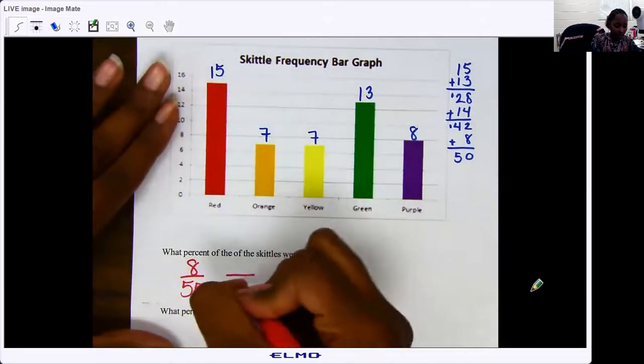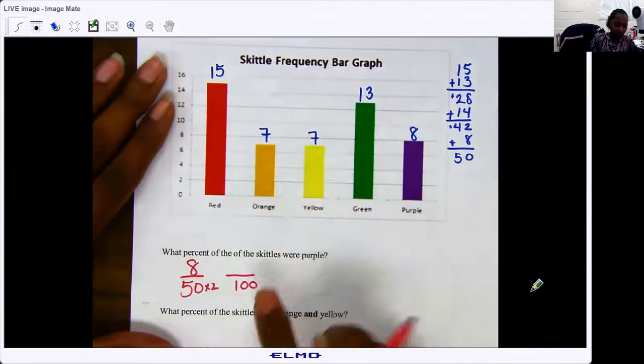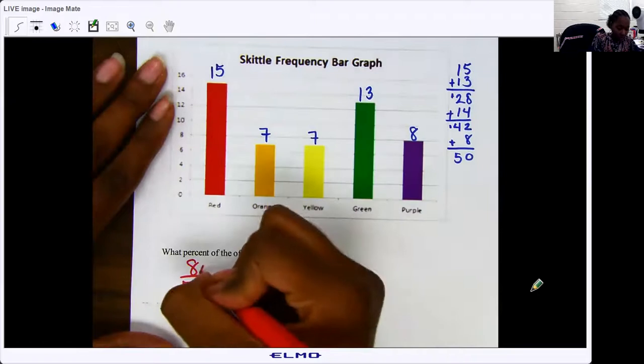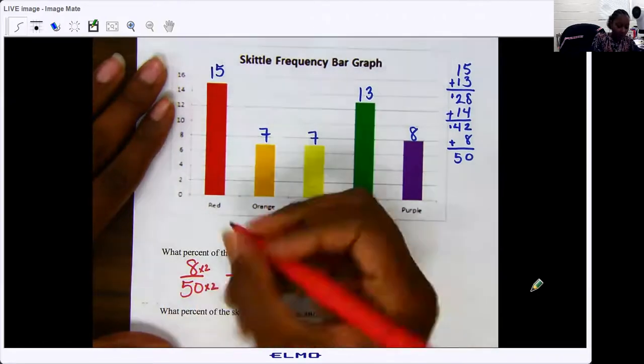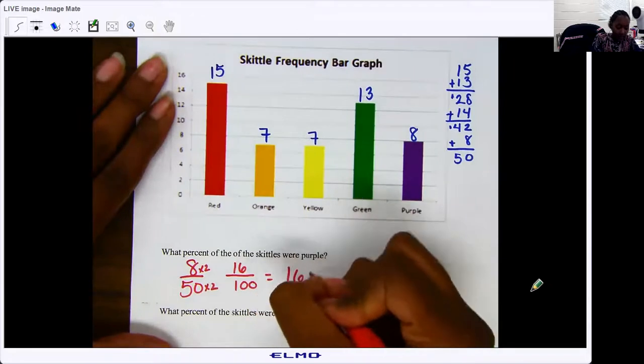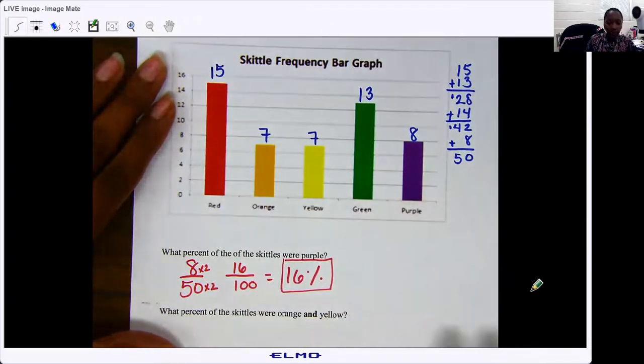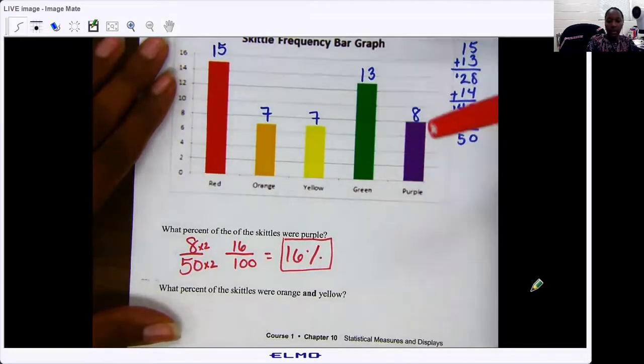So 50 is equivalent to 100 if we multiply it by 2. So 50 times 2 gives us 100. So 8 times 2 gives us 16. 16 out of 100. Remember, when you're out of 100, that is your percent. So 16% were purple. Okay, let's look at the next question.